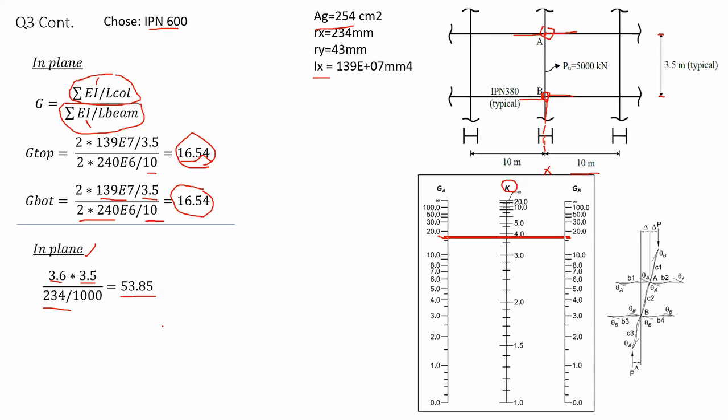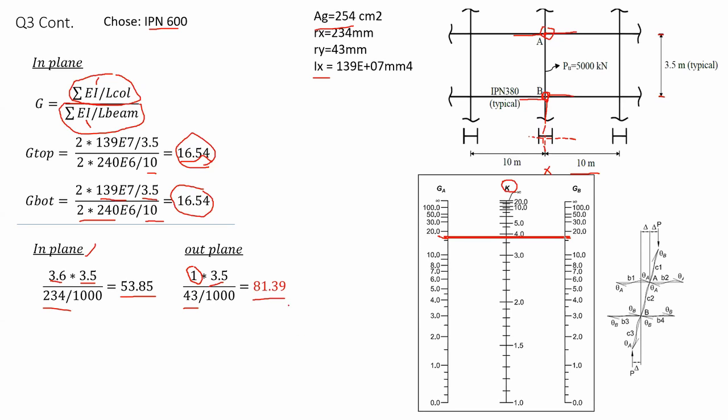Now, if you check out of plane, in this case I have K equal to 1, since the problem says that in the out of plane it is pinned, or it's given to us actually, Ky equal to 1, multiplied by the length 3.5 divided by Ry, since the buckling out of plane would be about the y-axis, which is the weak axis. And you would get another value for KL over R, 81.4.